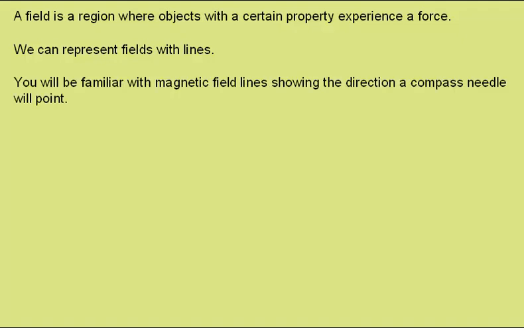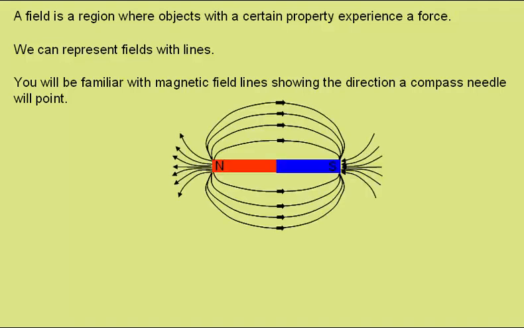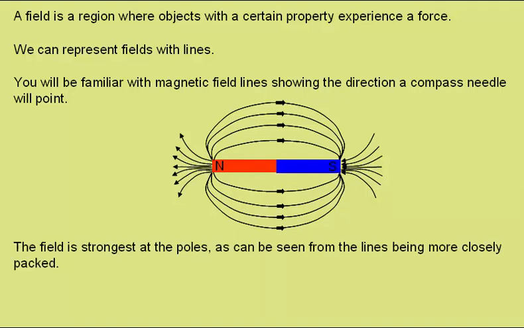You'll be familiar with magnetic field lines, showing the direction a compass needle will point. Something like this. So wherever we placed a compass, it would point in the direction of the line as shown, coming out of the North Pole and into the South Pole. The field is strongest at the poles, as can be seen from the lines being more closely packed together at this point.